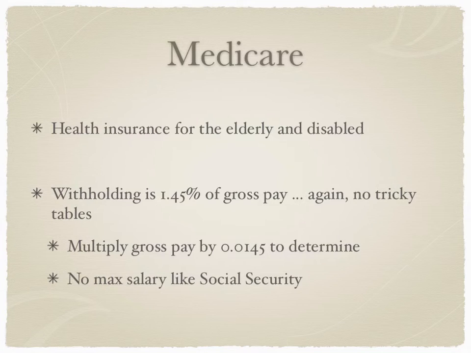Medicare is health insurance for the elderly and the disabled. It supplements, it's a nice counterpart to Social Security in that this is the part that covers any medical costs. Withholding, again here, does not involve anything with the table. It's a strict percentage. We'll take the gross pay and multiply it by 0.0145. 1.45% of your gross pay is withheld for Medicare tax. Unlike Social Security, though, there is no maximum salary.